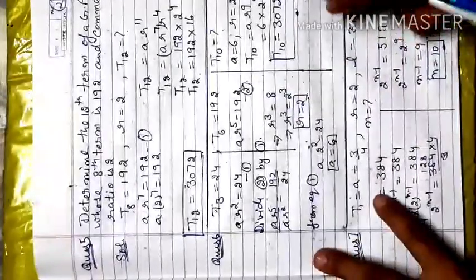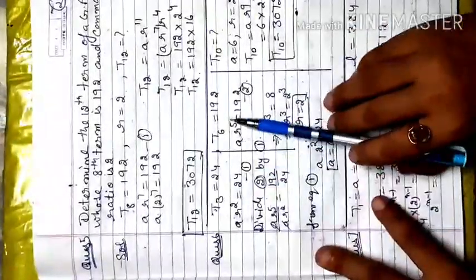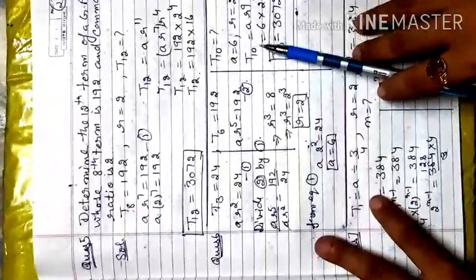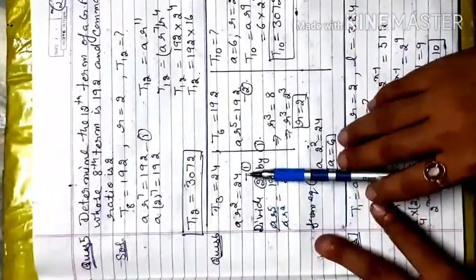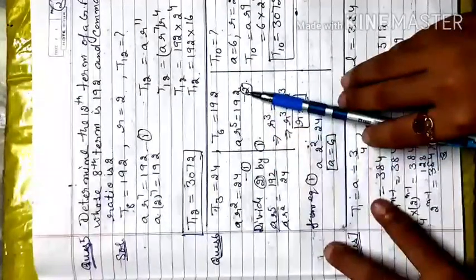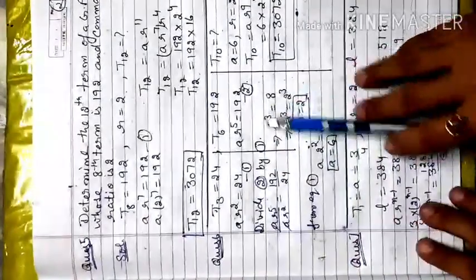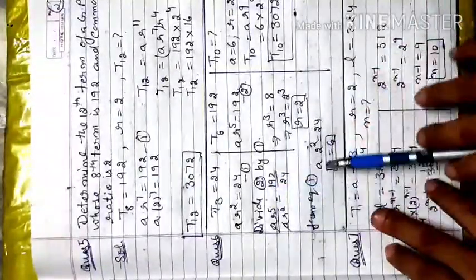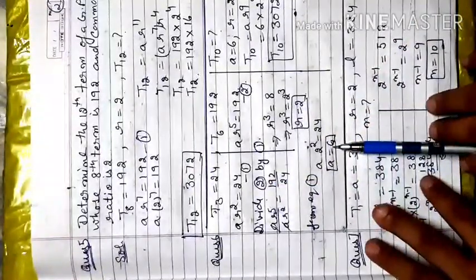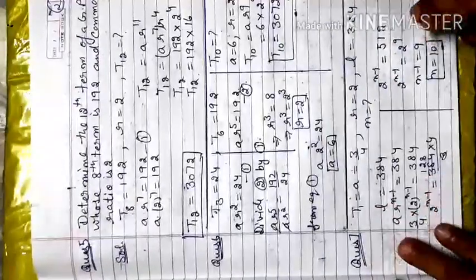In the 6th question also, term 3 and term 6 are given to you and you have to find term 10. So term 3 is AR^2 = 24, and AR^5 is equal to 192. When you divide the second equation by the first, you will get R equal to 2. Applying the first equation, you will get the A value. After getting the A and R values, you find term 10.